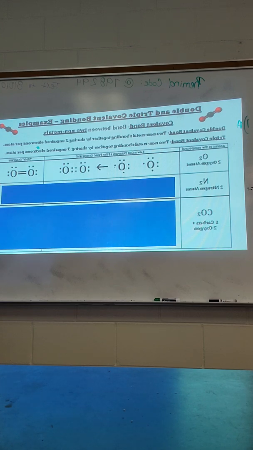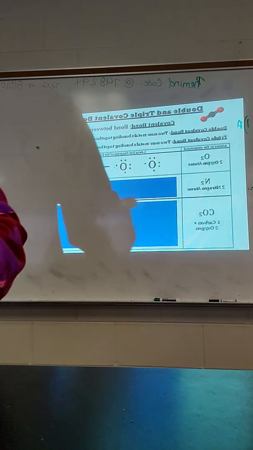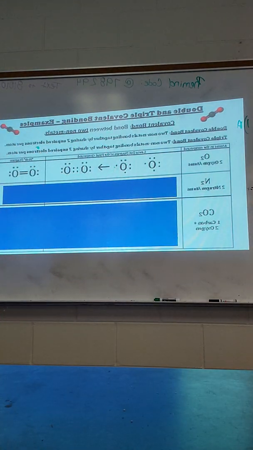Okay, go ahead and try to do N2, the next one. All right, we put nitrogen. There was 2 nitrogens, so I put 2 nitrogens. Here you can see each nitrogen has 5 because nitrogen is in group 5. 1, 2, 3, 4, 5. How many unpaired electrons does each nitrogen have? 3. So how many bonds can each nitrogen make?